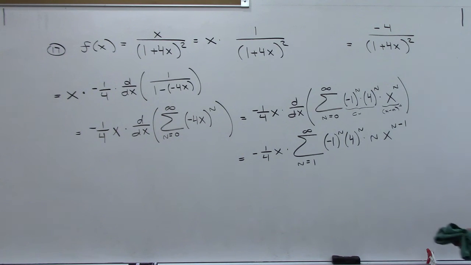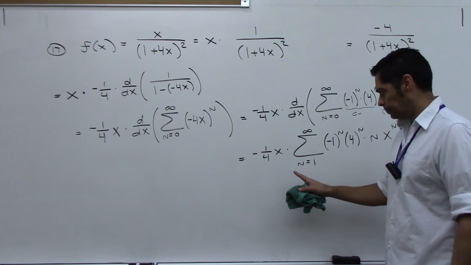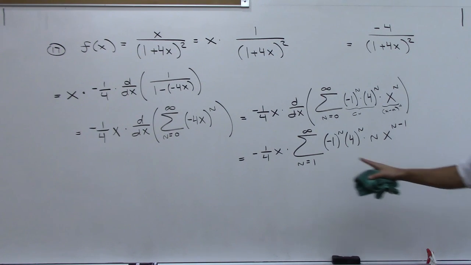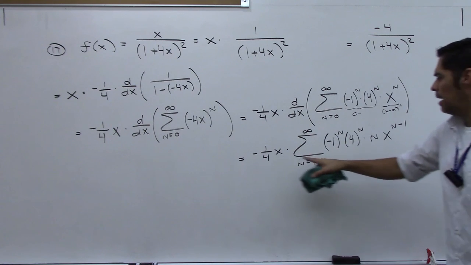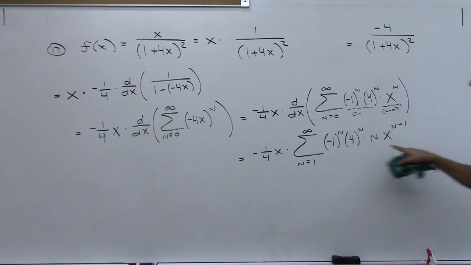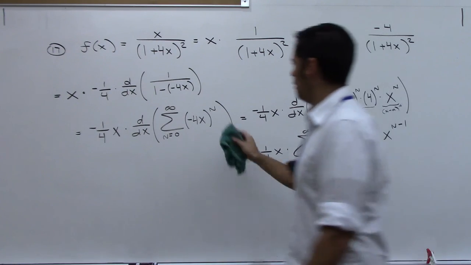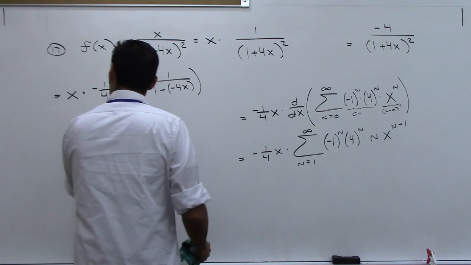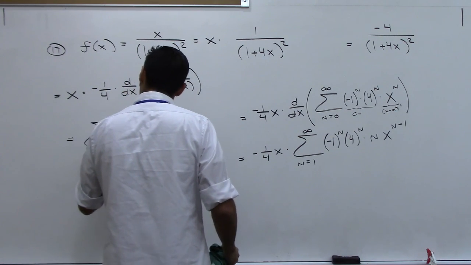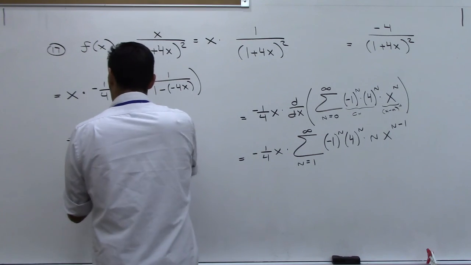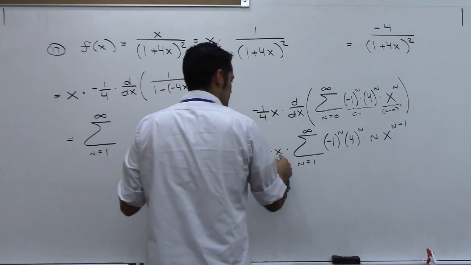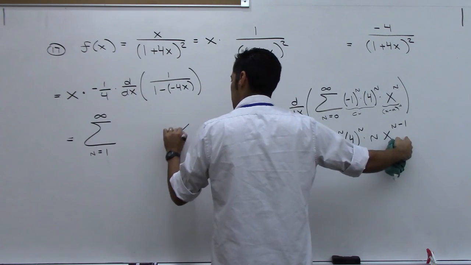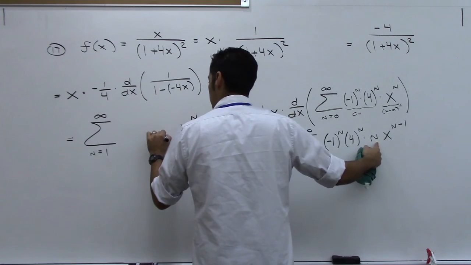And then what I'll do is I'll bring the negative 1/4 in, and I'll bring the x in. So let me do that over here. So that is equal to the sum n equals 1 to infinity. And then when the x comes in and goes next to this x, I add the exponents, I get just x to the n on the outside. And I have an n in front of it.